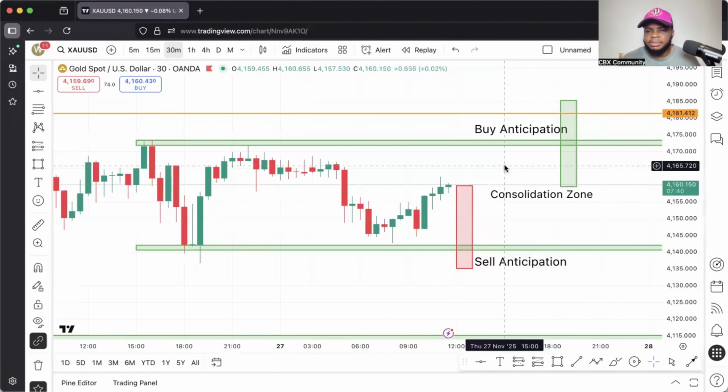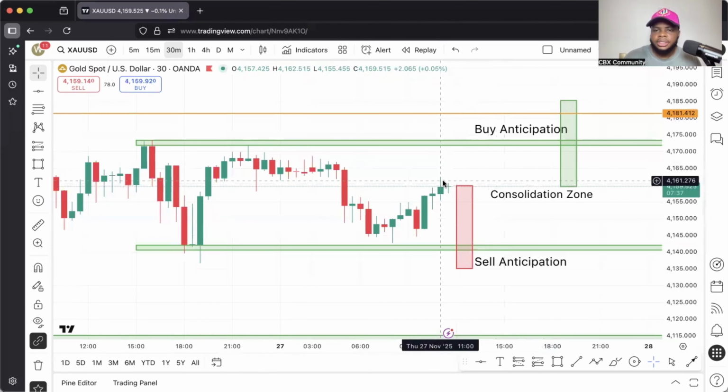So we are just anticipating the market to break this zone over here.